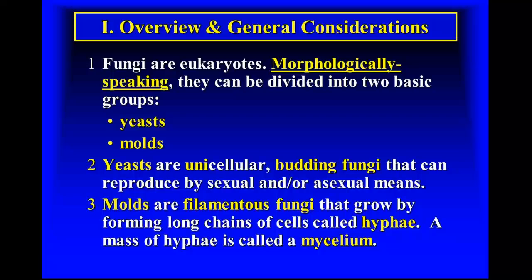As you know, fungi are eukaryotes. They have nuclei. Morphologically speaking, we're going to break them down into two groups, the yeasts and the molds. Yeasts are unicellular. They divide by budding, either sexually or asexually, whereas molds are what we call filamentous fungi. They grow by forming very long chains of cells. We call those hyphae, and a mass of hyphae, we call that a mycelium.